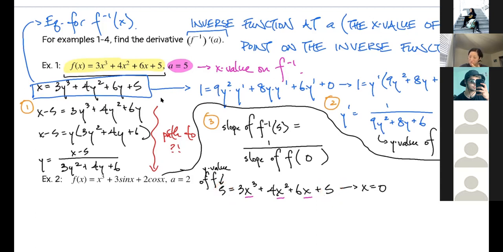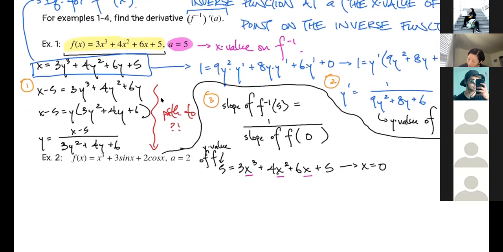Okay, so now let's go back to this formula. This is what we want to find. We want to find the slope of the inverse function at 5. So we're going to take the reciprocal of the slope of f at 0. It's the reciprocal of the slope of the corresponding point.